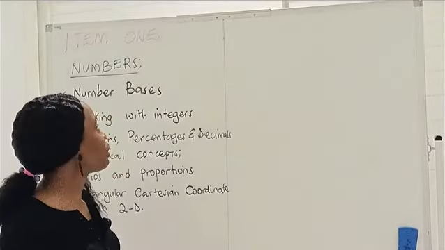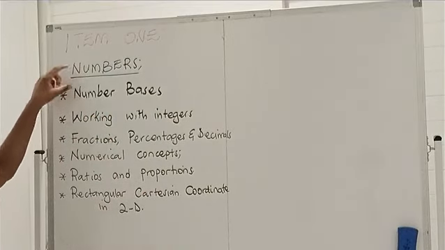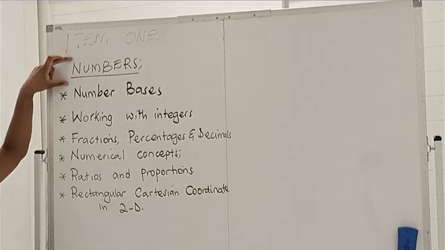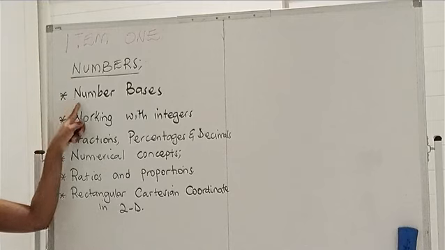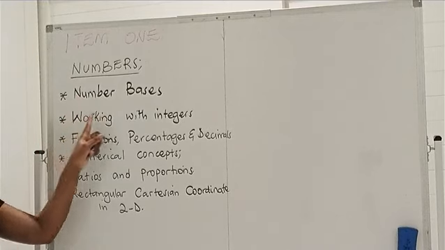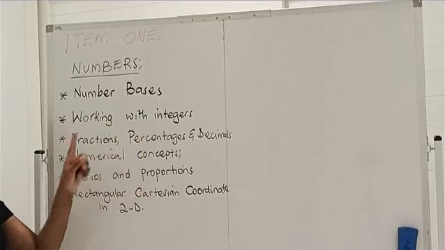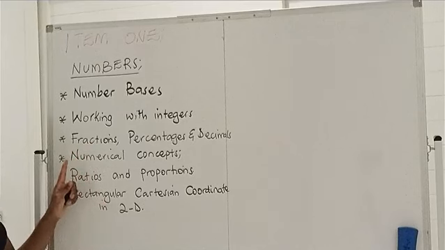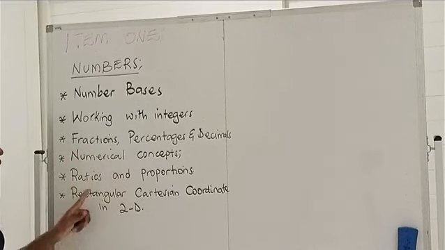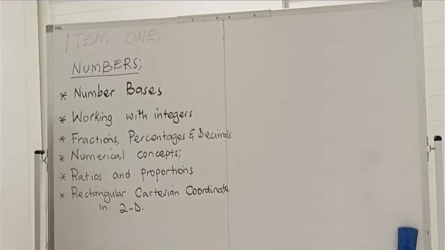Yes, today we are going to look at item number 1. This item number 1 has a theme, numbers, which has these topics here. The first topic is number bases. We have working with integers, fractions, percentages, and decimals. We have numerical concepts. We have ratios and proportions. Then we also have rectangular Cartesian coordinates in 2 dimensions.